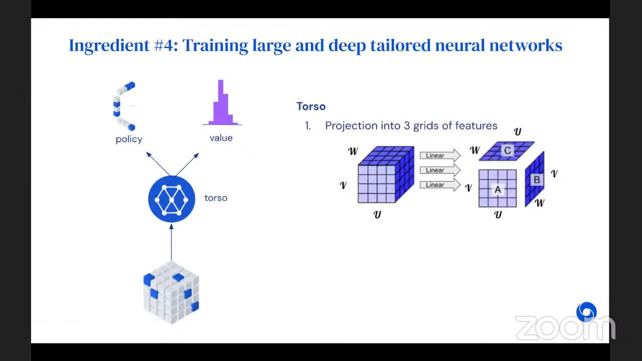The first step is to project the tensor into three grids of features. You could work with the tensor, but it is quite bulky to work with, and since we want to do self-attention, this would be quite expensive. Instead, we apply three linear layers to get three different grids of features. You can think of it as three different views of your tensor, where each grid of features corresponds to two modes. You look at the tensor from different viewpoints, and then you work with these grids.